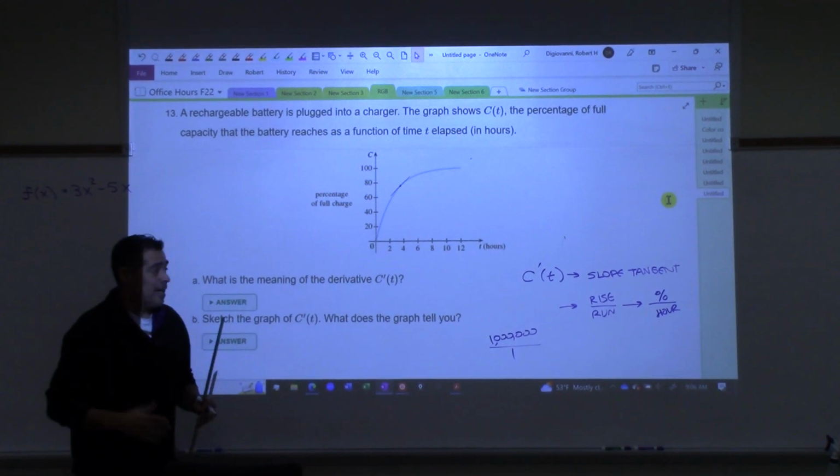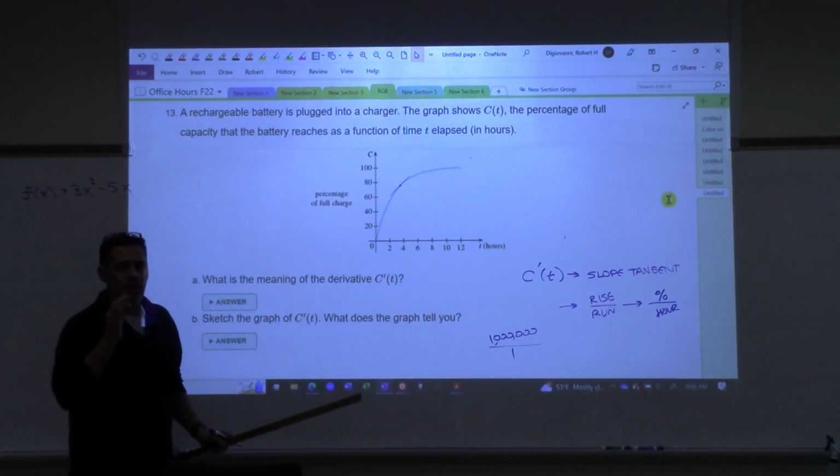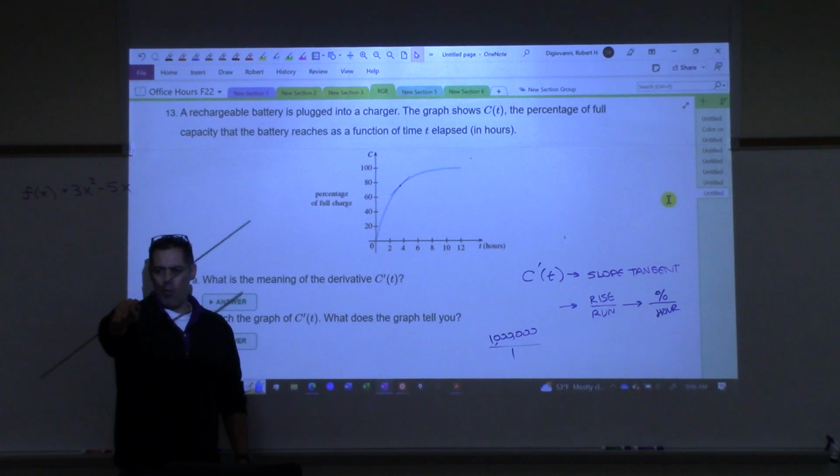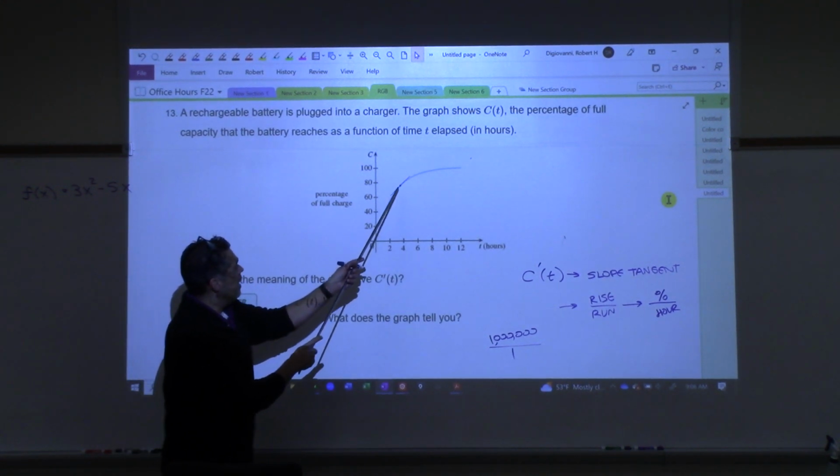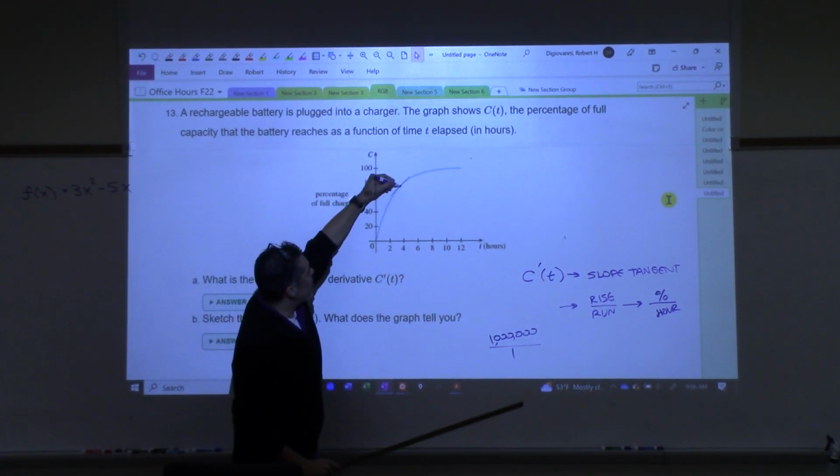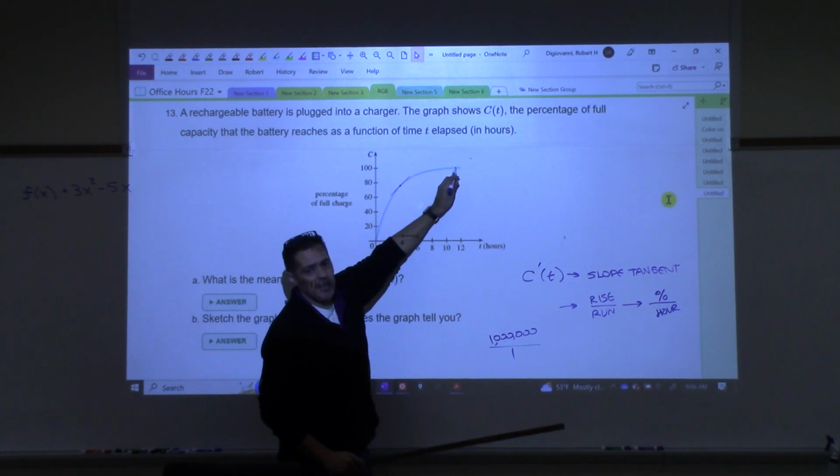Okay, so I'm estimating. I'm just looking at the graph and trying to look for a point where I think the slope is about 1. That's what I'm looking for. And I think it's about there. I mean, you could argue it's somewhere near here, but you can't come over here and tell me the slope is 1. Do you all agree? Yeah?